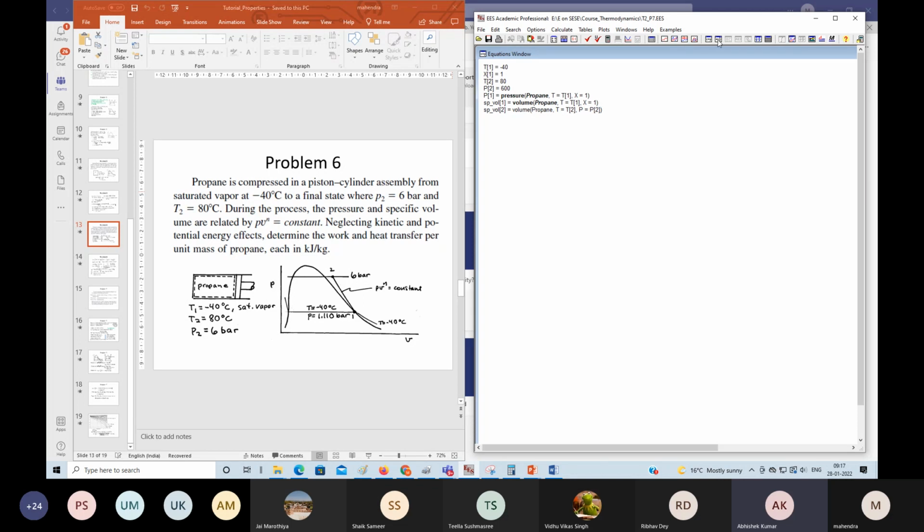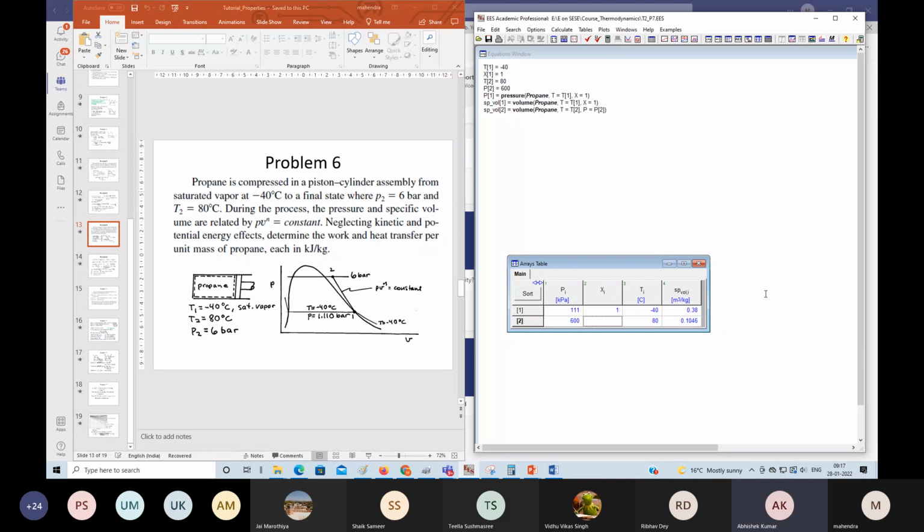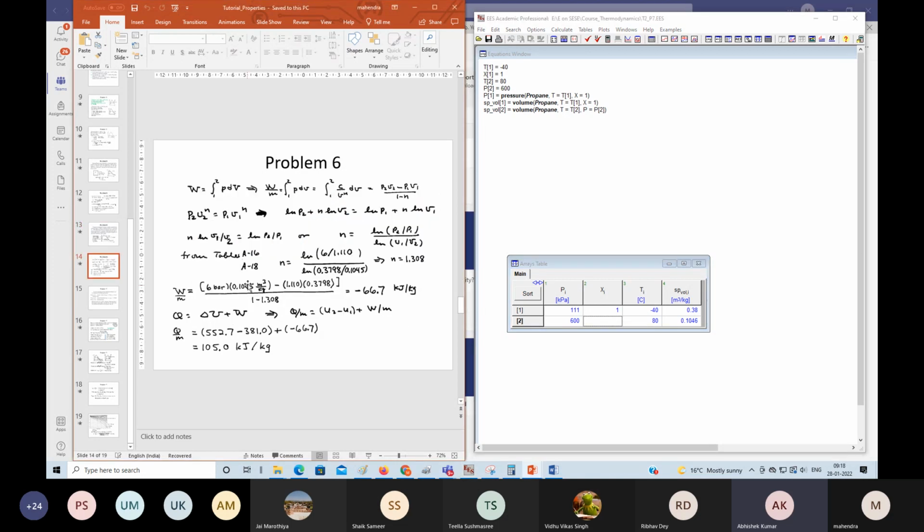Yes. Let me run now then. So this is the specific volume at this particular location. Let us check whether this is matching with the data or not. See this. 0.1045. Okay, this is also matching.